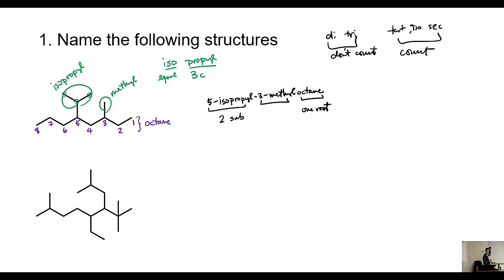Questions? All right, moving on. Let's do this next one. I'm going to go ahead and count my carbons. Okay, so I'm going to start 1, 2, 3, 4, 5, 6, 7, 8. So that's going to be my longest chain.